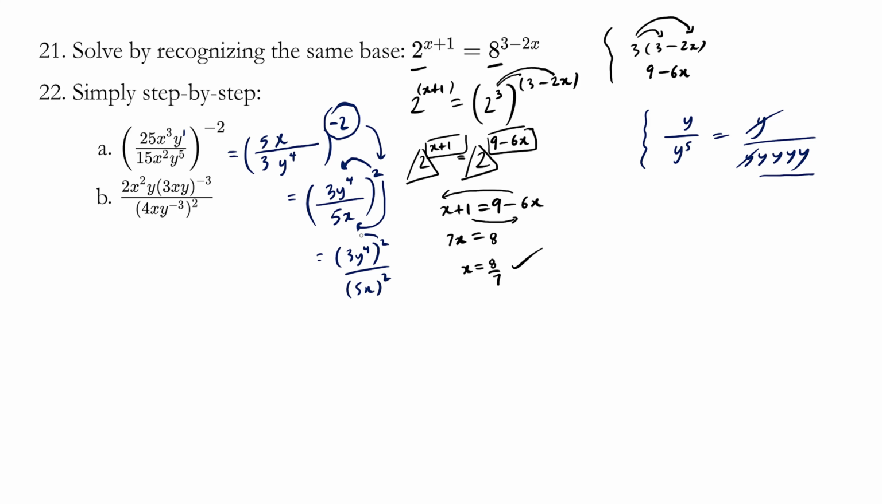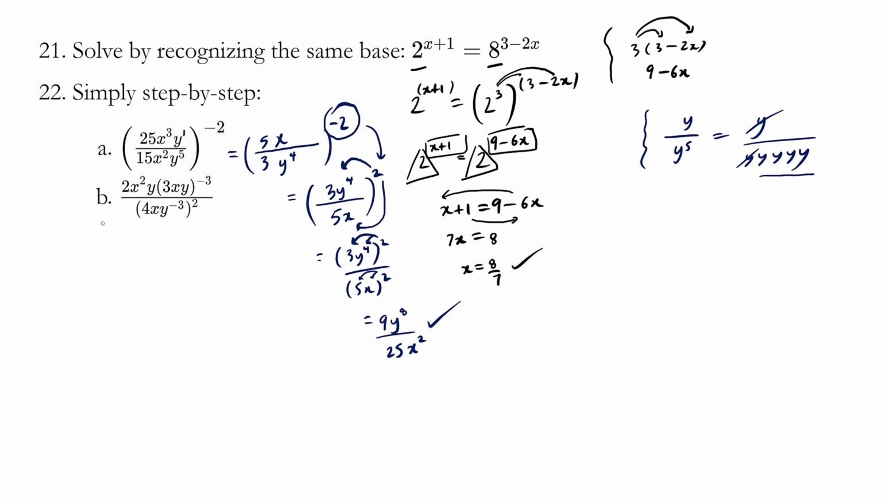And now we're going to distribute the exponent again across. Don't forget the coefficient. So 3 squared is 9. y, exponent, bracket, exponent, we multiply. And 5 squared is 25, x squared. So here we have a good answer.